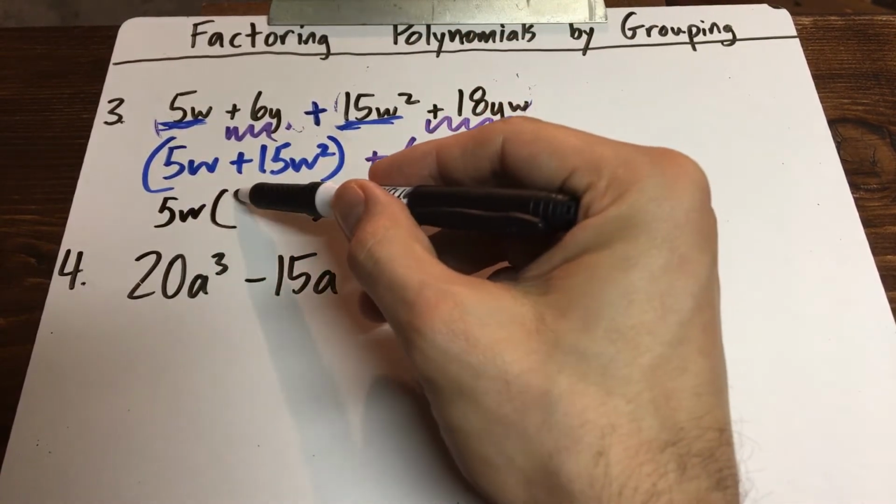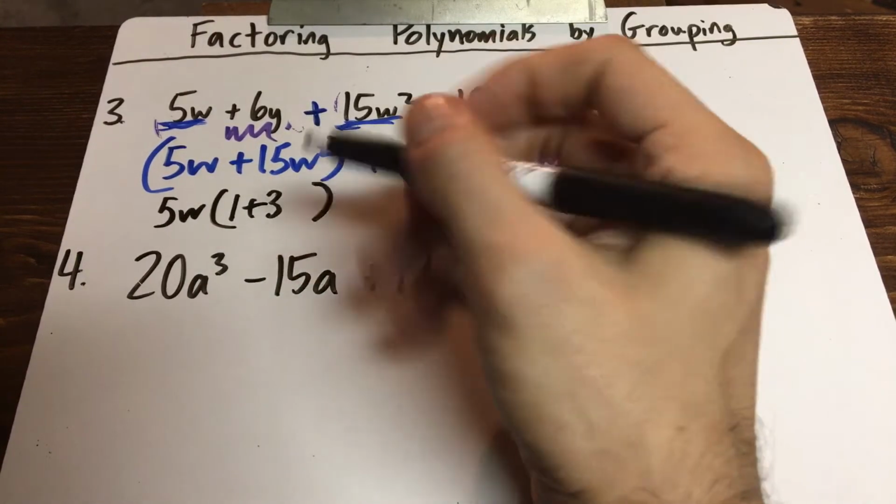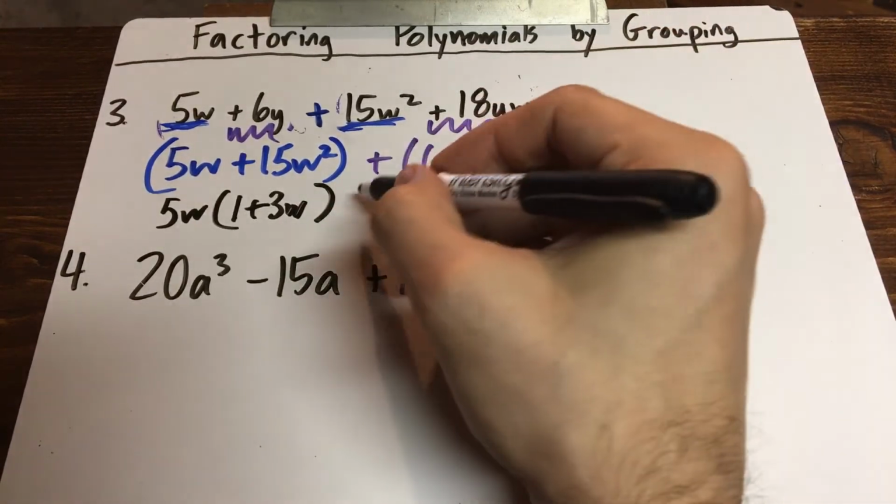5w divided by 5w is just 1. And then in this one, 15 divided by 5 is 3. If I take away a w, instead of having 2, I only have 1 left. That says 3w. Sorry about that.